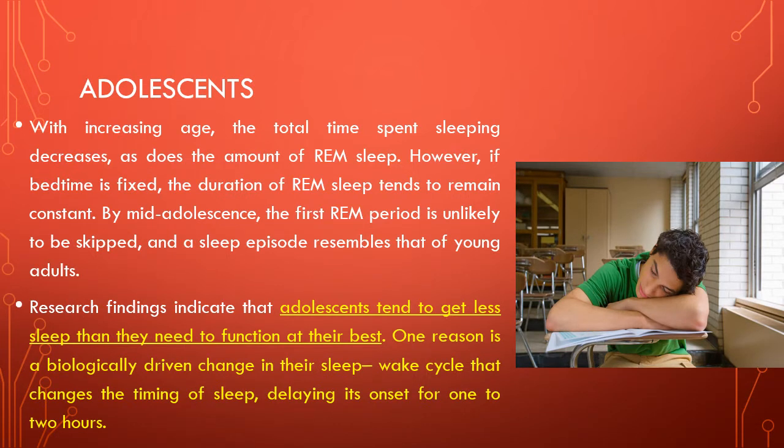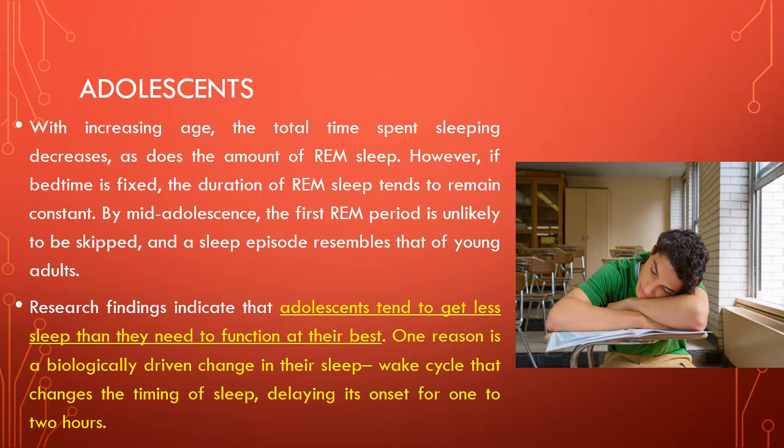Adolescence. With increasing age, the total time spent sleeping decreases, as does the amount of REM sleep. However, if bedtime is fixed, the duration of REM sleep tends to remain constant. So if your parents are very strict about what time you go to bed, and you actually go to bed at that time, and what time you get up, your sleep time does not change from that of a child.